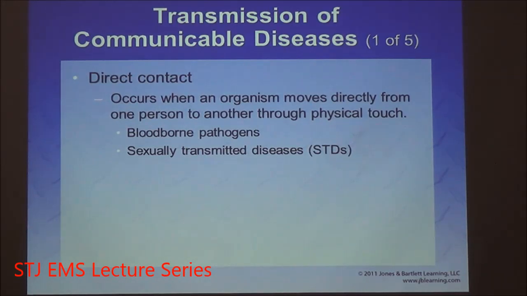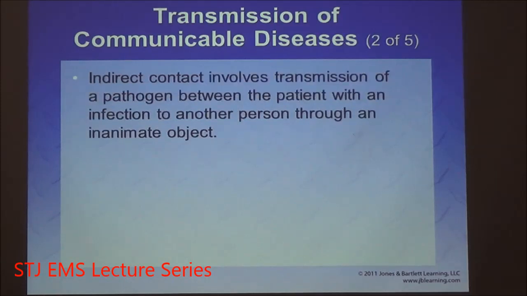So we have to be very, very careful when we treat our patients that we don't get infected with what they have, because what is communicable from one patient to another patient is communicable from patient to provider. Now, there are different ways you can transmit communicable diseases. There's direct contact through either bloodborne pathogens or sexually transmitted diseases.